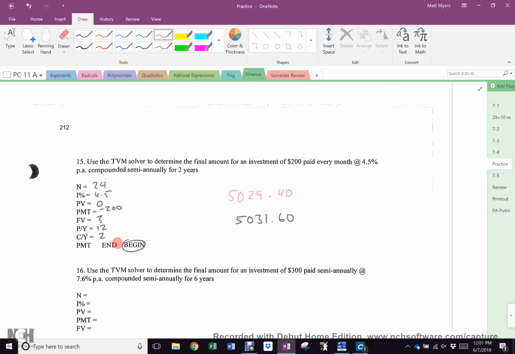So apps, finance, TVM, 24, 4.50, negative 200, 12, 2, beginning, alpha, enter. No, it's 5,029.40.